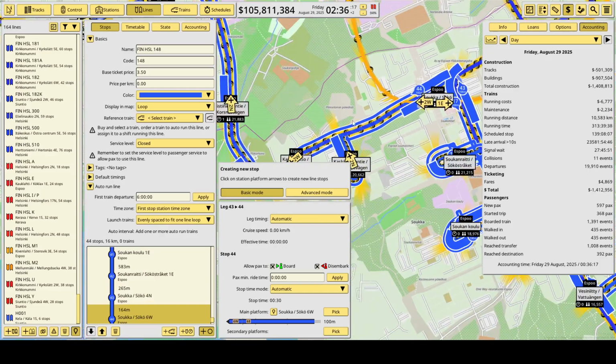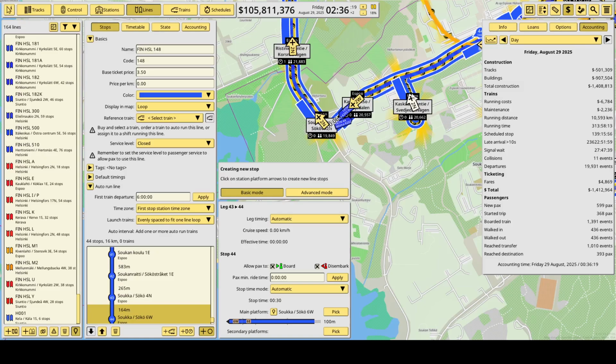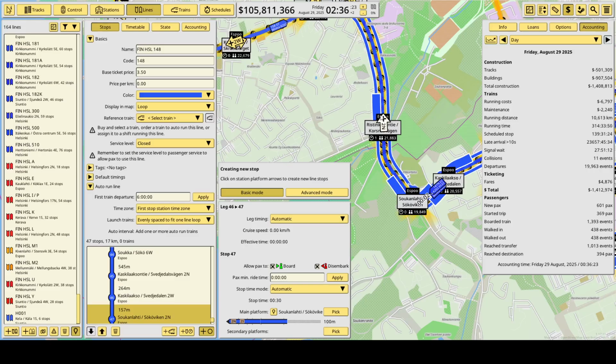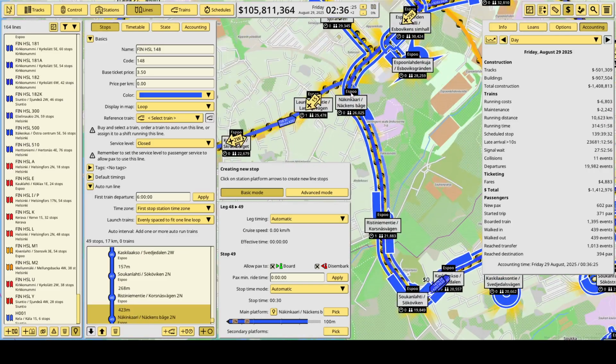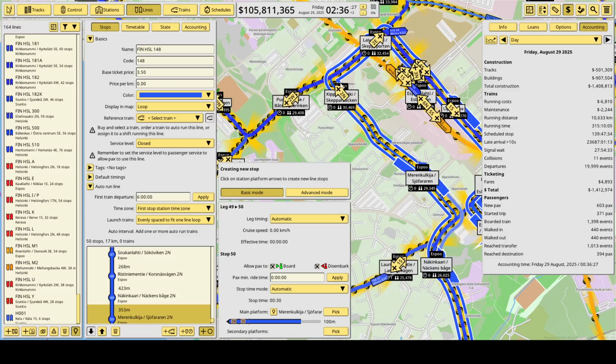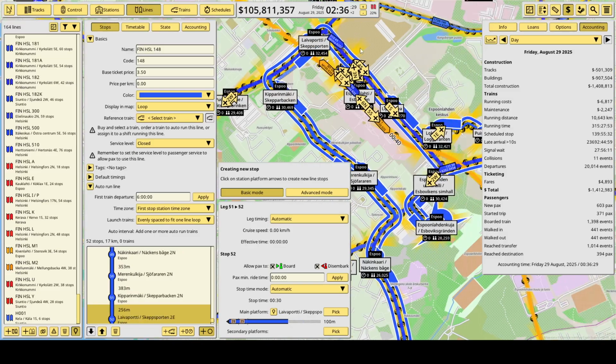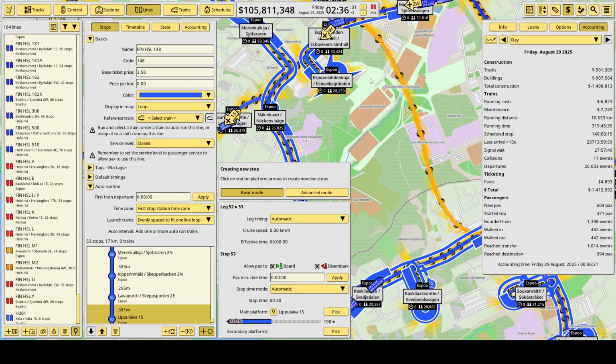A double stop at Soka. And then we'll go over there and over there. And then we're getting closer. I have no idea how this line runs, but I guess it does seem sensible. And that's it. 17 kilometers, 54 stops. Sounds sensible.